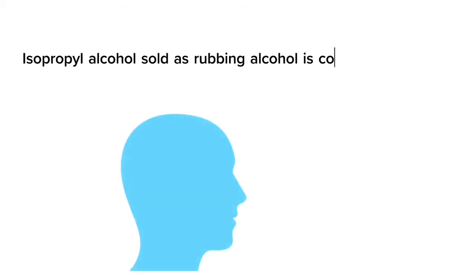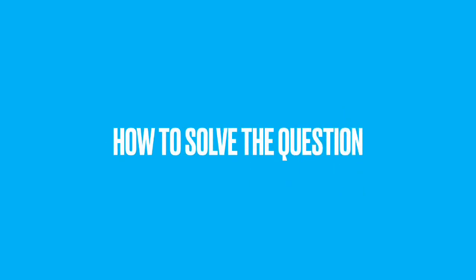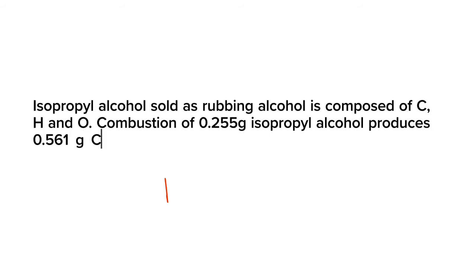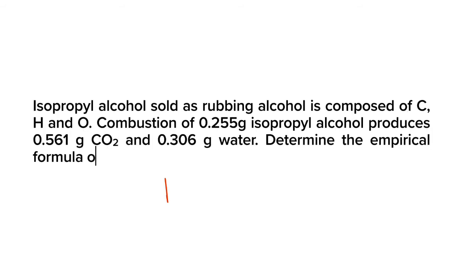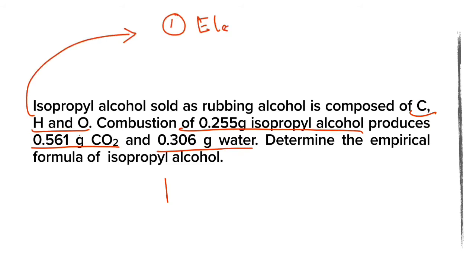Let's read the question. The question asks you to determine the empirical formula of isopropyl alcohol. After we read the question, there are a few steps that we have to follow in order to solve the problem. The first step is to identify the elements that exist. The elements are carbon, hydrogen, and oxygen.